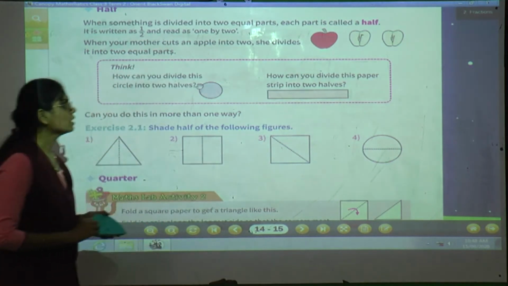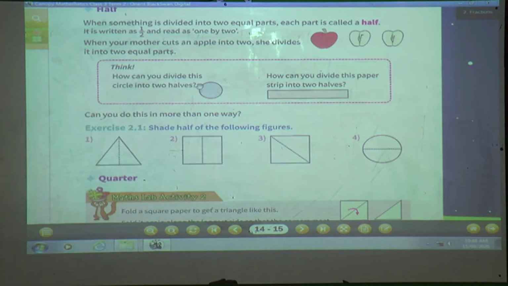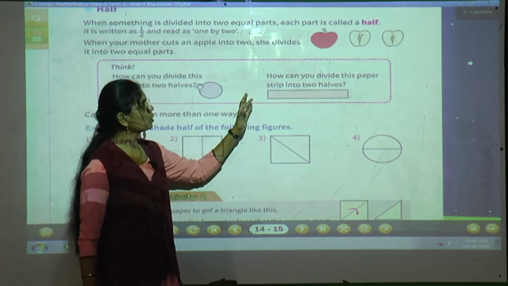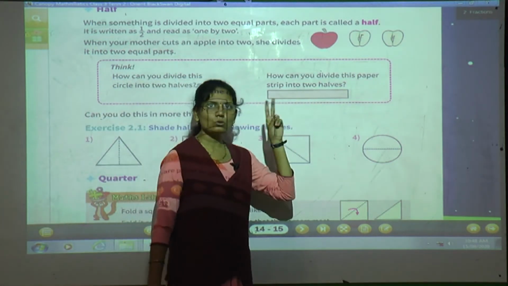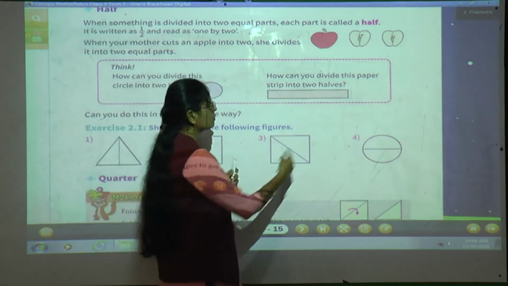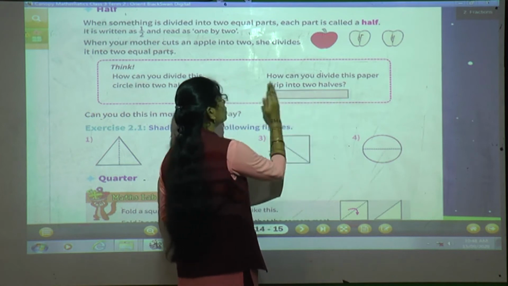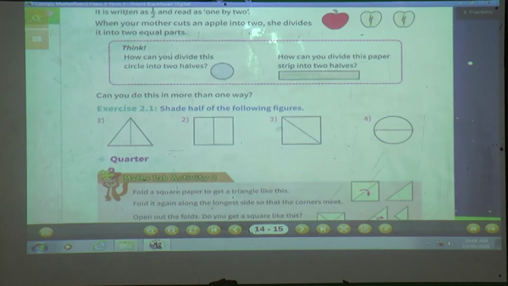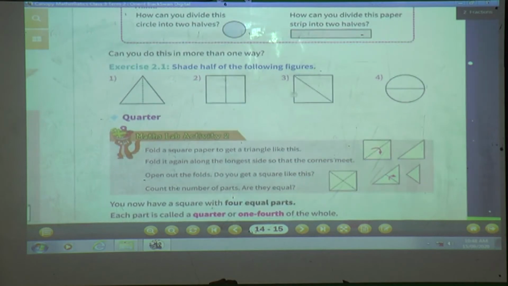Now here one strip is there, and you have to divide this strip into two equal parts. Then how will you divide this? From these two corners you will divide this strip into two equal parts. Then each part is called a half. Okay, clear about half?